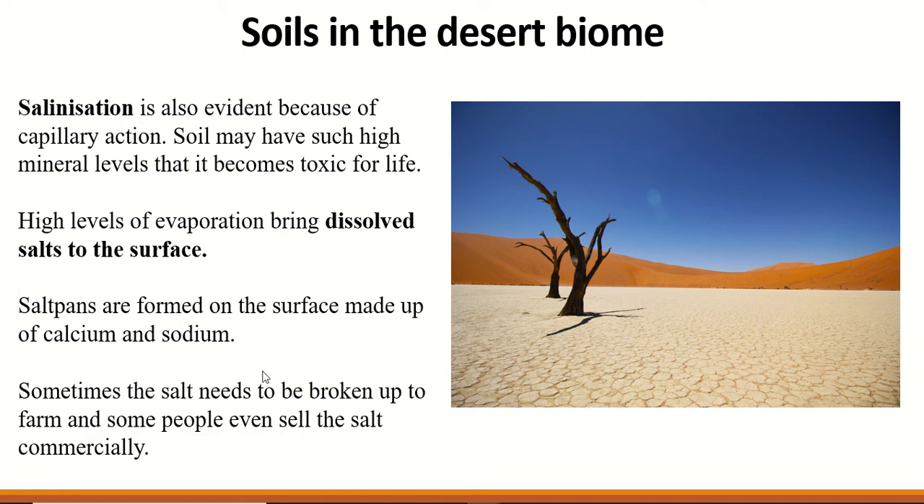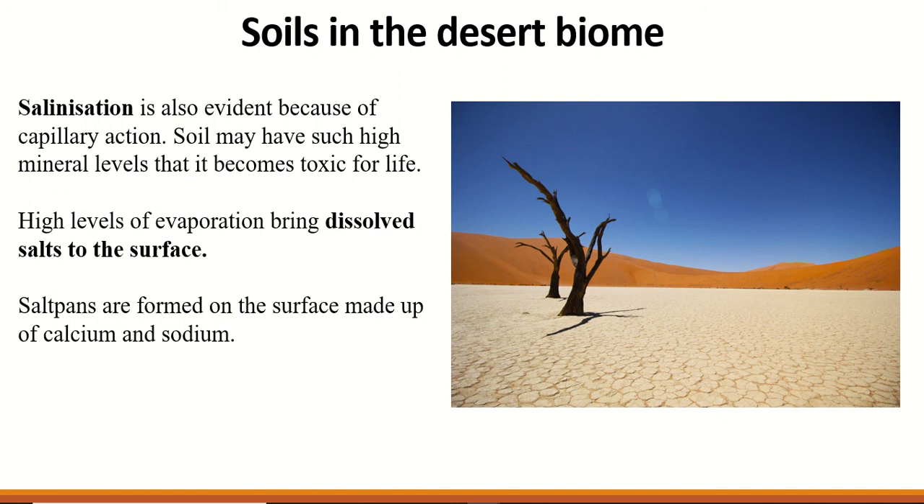Sometimes salts need to be broken up to farm. So if you're a farmer in this region and you want to farm this area, you would have to literally go with a shovel, back-breaking work, and that's a really hard layer. That salt pan, you would literally have to dig it up with your shovel and clear a space to farm on. In fact, some local people in deserts break up this salt and grind it down and sell this salt commercially.